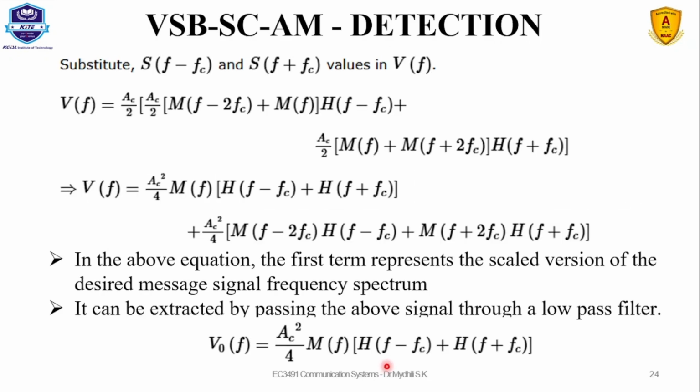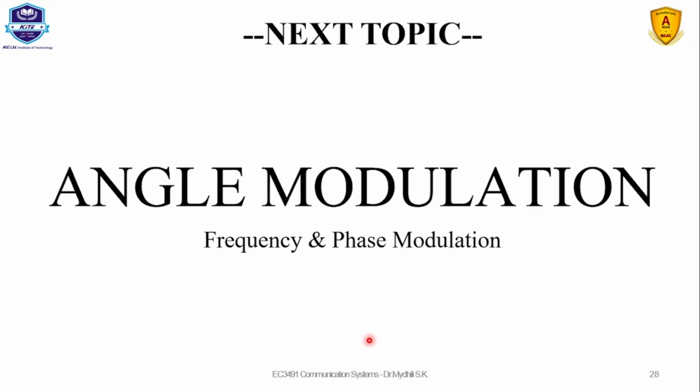Hence, this is about the vestigial sideband suppressed carrier AM demodulation. Hope you understood today's topic. It's a very simple topic and a very important topic as far as university questions are concerned. In the next class, we'll be seeing angle modulation, that is, an introduction to the two types of modulation with respect to angle, frequency and phase modulation.